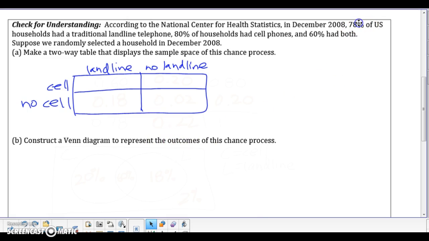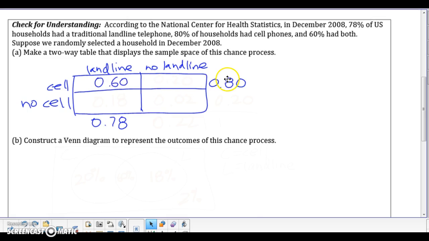We know that 78% have a landline, so that's the total who have a landline. That's what would go down here. That's my total for this particular column. 80% had cell phones, that's my total for cell phones, and 60% had both, so cell phones and landlines, my 60% is going to go in this cell right here.